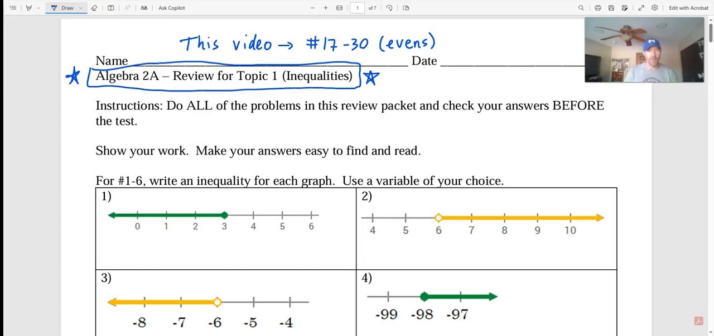Welcome, Algebra 2 folks. In this video, we are going to cover the Algebra 2a review for topic 1, which is on inequalities. This video, we're going to do the even problems on 13 through 30. So that's solving inequalities. So let's go.